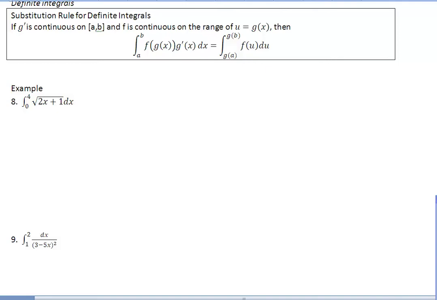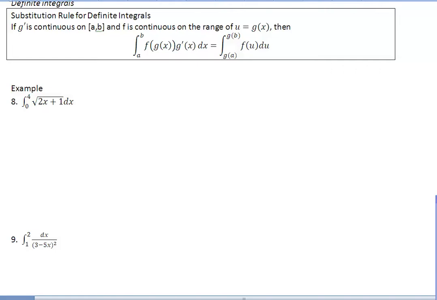Second part to this section 5.5 now is using u substitution with definite integrals. Before we were just doing indefinite integrals, which really was just finding the antiderivative. Now what if we want to do it from 0 to 4? Actually find the area under the curve. So now we'll actually get a number for our answer.